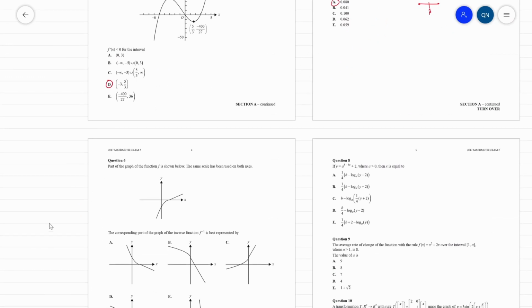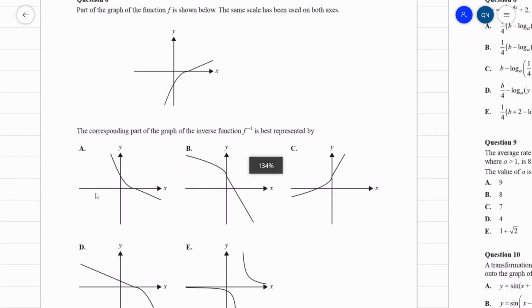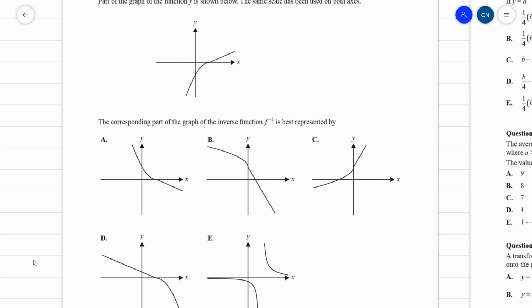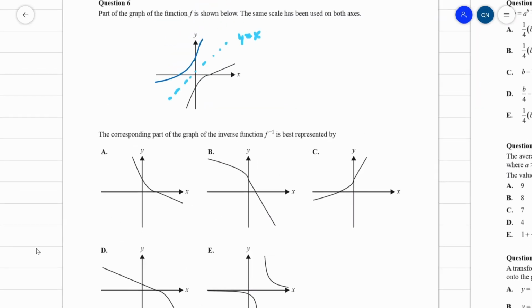Part of the graph of f is shown below. The same scale has been used on both axes. The corresponding part of the graph of the inverse function, f inverse, is best represented by... basically, just imagine you reflect the sky across this line y equals x. So you could roughly imagine what it will look like. You'll have some branch going off over here roughly, and then maybe something that goes down like that. And if you just look at all these pictures here, which one matches? It's going to be option C.